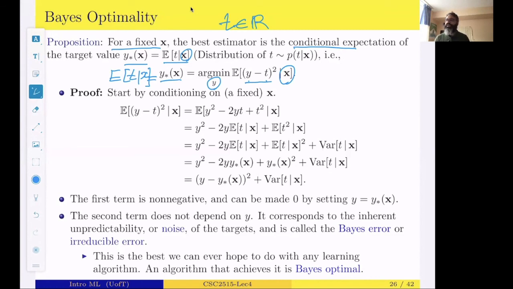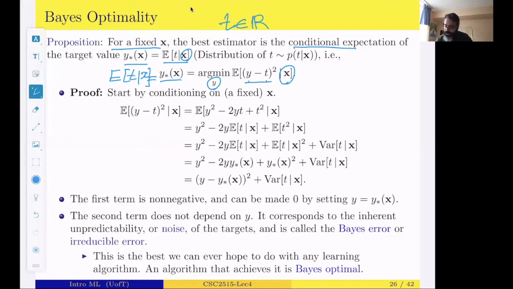So that's the kind of interesting result that justifies why squared error loss is meaningful. Why? Because the average value of t conditioned on x is a meaningful thing to have. So if we want to know, for a given x, what is the average value of t, we can do that by minimizing this squared error loss. So let's go through the proof.